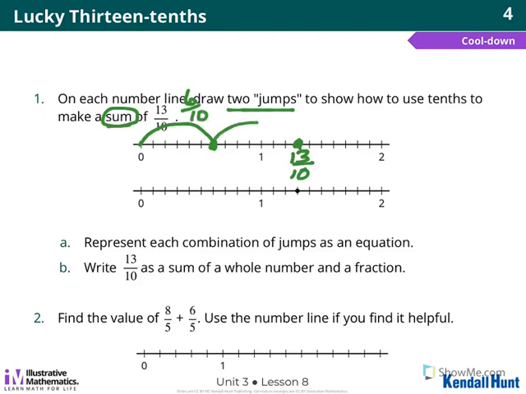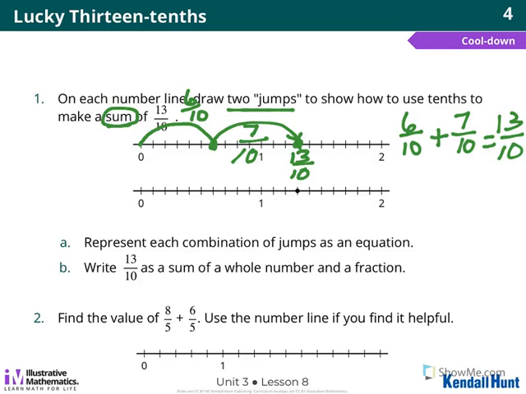And then I could take another jump to land on 13 tenths. So that was another 7 tenths. So right here I have done 6 tenths plus 7 tenths, and that does equal 13 tenths.